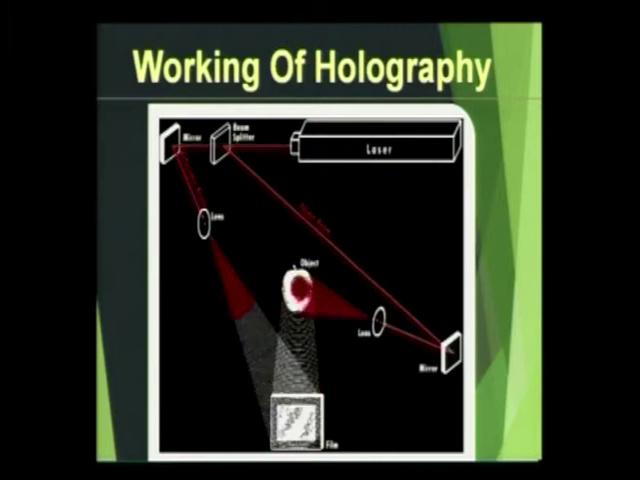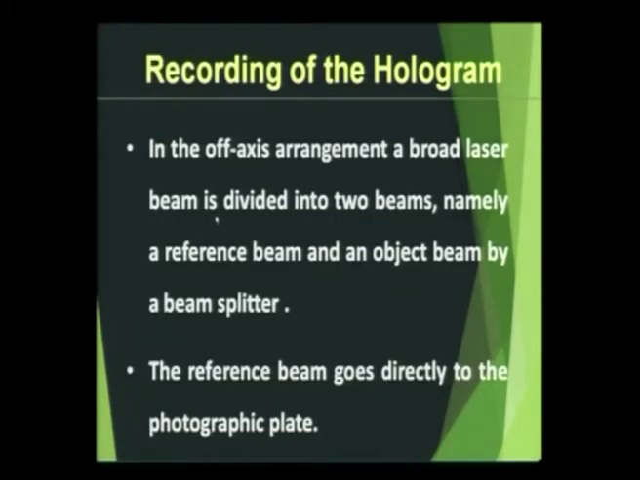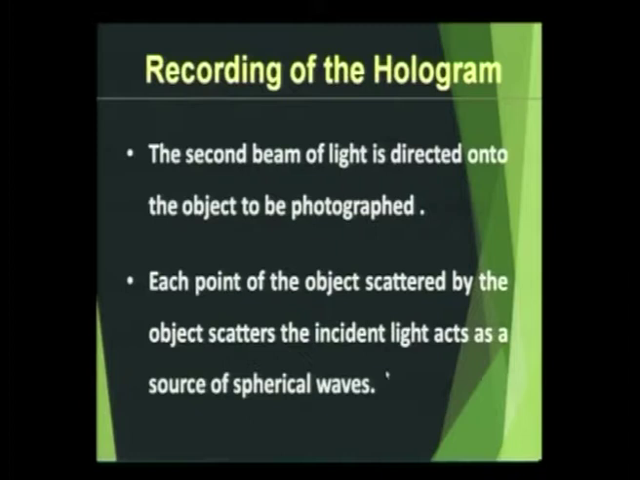The film is coated with some sort of emulsion. I would like to tell you here that the laser which is used may be a helium neon laser or a ruby laser or any other laser. So you have the off-axis arrangement. A broad laser beam is divided into 2 beams. As I told you just now, the reference beam goes directly, whereas the other beam falls on the object, gets scattered, and falls on the photographic plate.